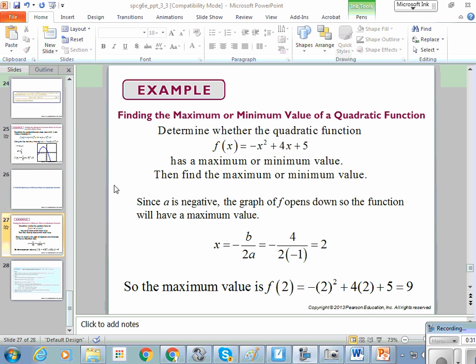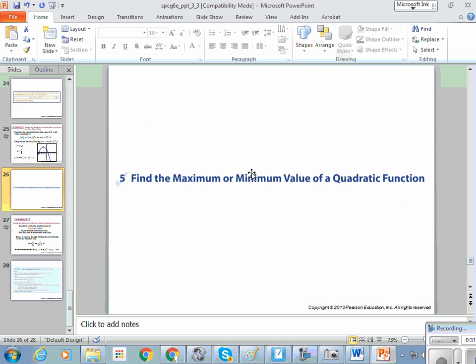All right, when you find the maximum or minimum of a quadratic function, you are just finding the vertex of that quadratic. So use the same processes we've gone over to find the vertex.